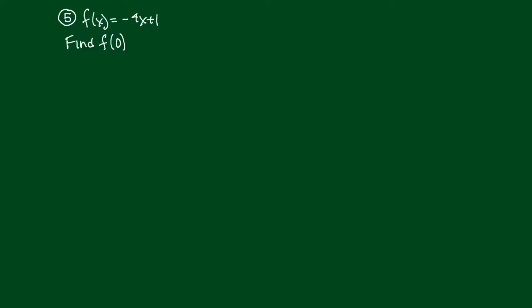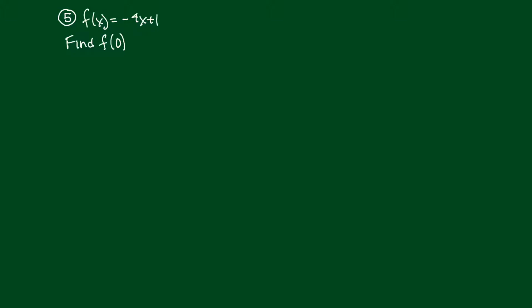Number 5, what we have is this function here, f of x, is negative 4x plus 1. So x is the input here. That whole collection of symbols is the output. So it says when the input is x, the output is found by taking that x, multiplying it by negative 4, and adding 1. There's a lot of information here if we just know how to read it.